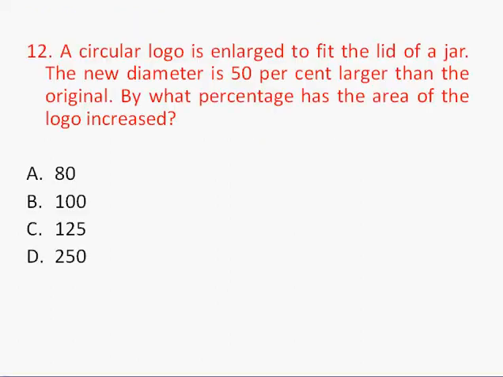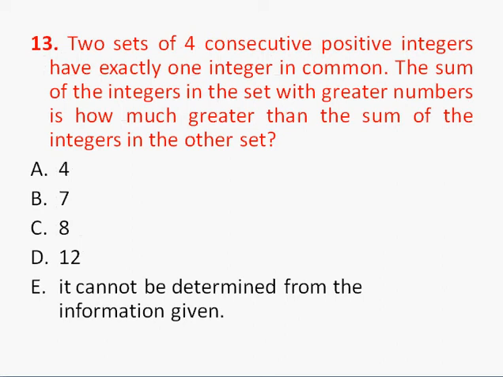Alright, now we'll move to question number 13. So question number 13 says, two sets of 4 consecutive positive integers have exactly one integer in common. The sum of the integers in the set with greatest numbers is how much greater than the sum of the integers in the other set. So we need to find the sum of the first set and the sum of the second set and subtract them to find the difference. Alright, that's what we need to do.